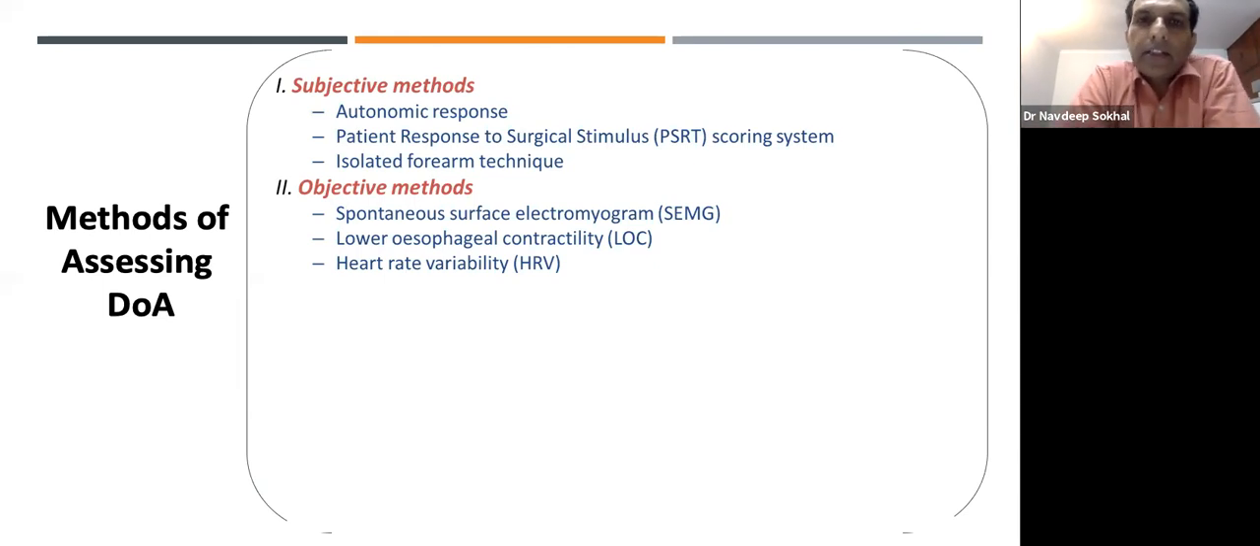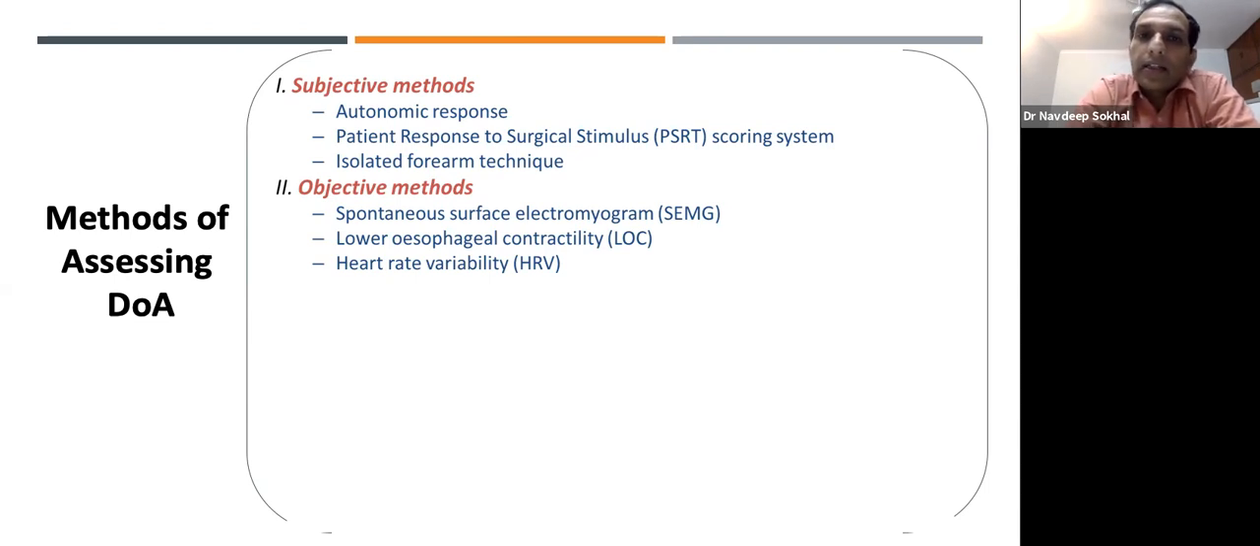So initially there were hemodynamic responses, autonomic responses like heart rate and blood pressure, which change with depth of anesthesia. But again, this was something which can be altered with drugs and conditions like blood loss. So it was very difficult to actually tell that it was because of change in anesthetic depth. Later, more scores were derived, like the PRST score, which was the most common one to be used. But again, it was not very reliable.